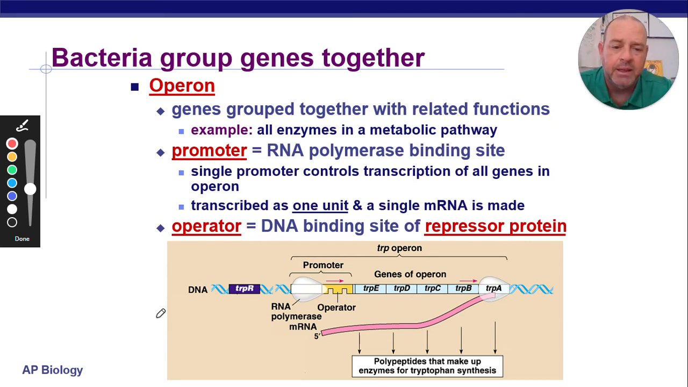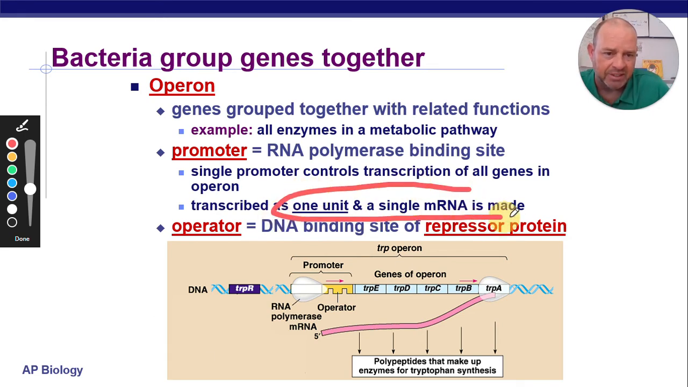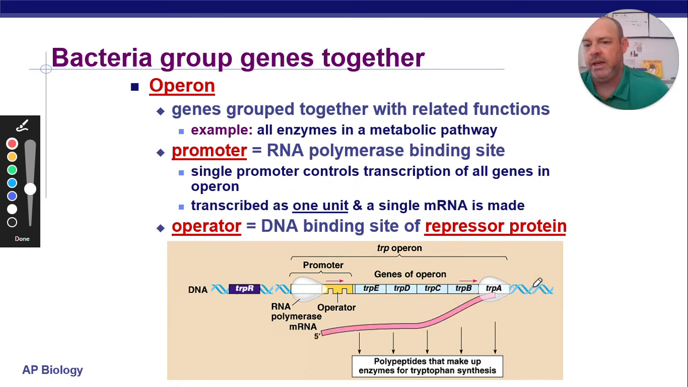That's what the operon is: a group of genes that are there to make one product, where when you have an operon, you're only making a single mRNA. Even though these are different genes, there's only going to be one mRNA made. Okay, so they're basically working as a unit. And then you have your operator, which is this little yellow kind of weird section right here.